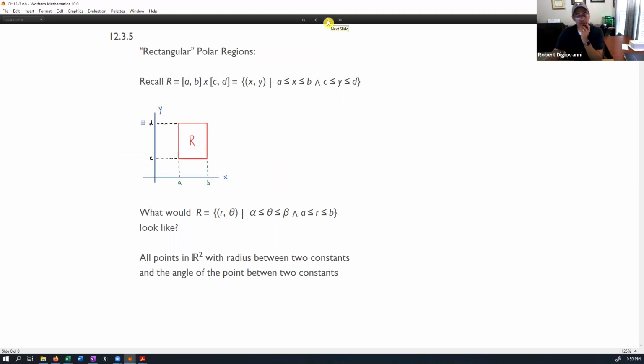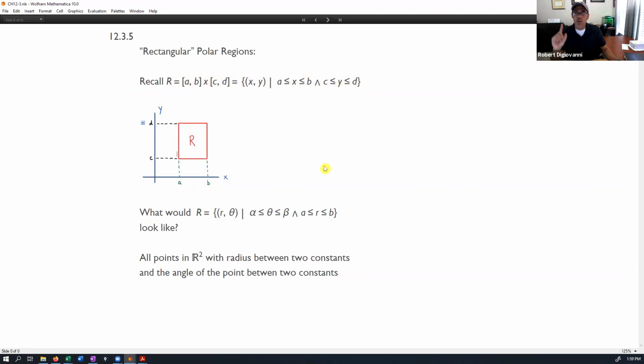So now I want you to think about a rectangular region back in Cartesian. So remember I said that in Cartesian, if I do AB cross CD, this meant all the points where your X is between two constants and your Y is between two constants. My question for you, and I want you to think about this for a minute. I'm going to let you think while I refill my drink. I want to know, what would this look like?